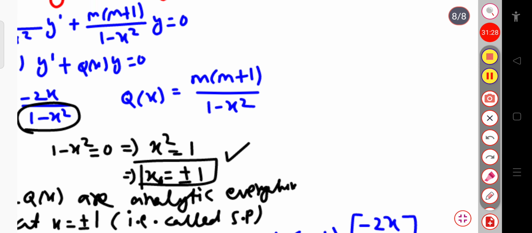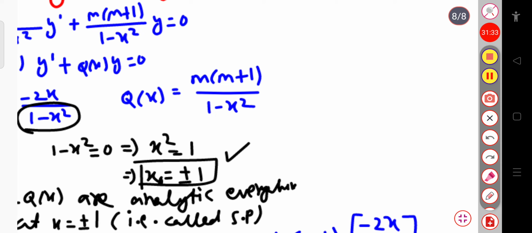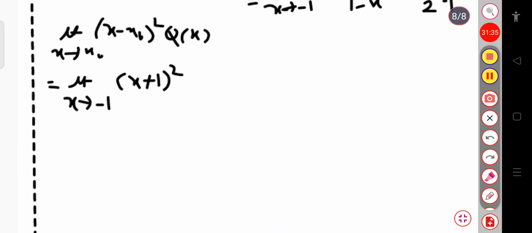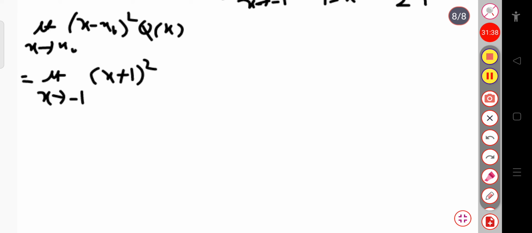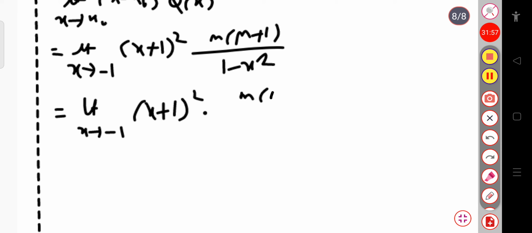divided by 1 minus x square. Okay, m into m plus 1 divided by 1 minus x square. So I write here x plus 1 whole square into m plus 1 divided by 1 minus x square. Now if I solve this, this is simply limit x tends to minus 1, x plus 1 whole square into m plus 1 divided by 1 minus x into 1 plus x, a minus b into a plus b.